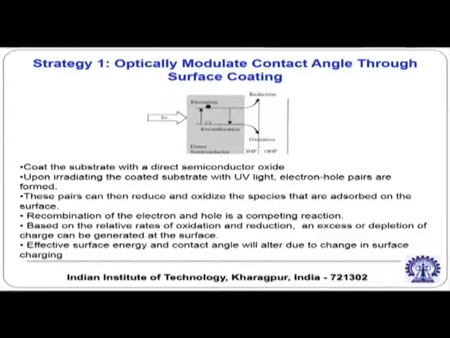Strategy 1: optically modulate contact angle through surface coating. Coat the surface with a direct semiconductor oxide. Upon irradiating the coated substrate with ultraviolet light, electron hole pairs are formed. These pairs can reduce and oxidize the species that are adsorbed on the surface. Recombination of electron and hole is a competing reaction. Based on the relative rates of oxidation and reduction, an excess or depletion of charge can be generated at the surface, and that can change the effective surface energy and the contact angle.